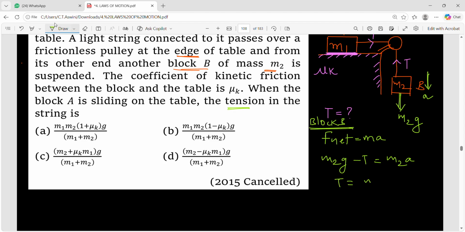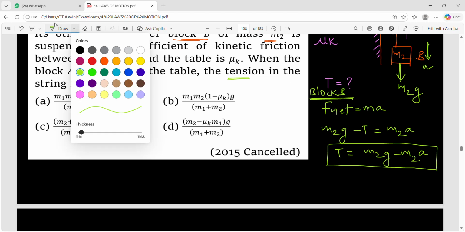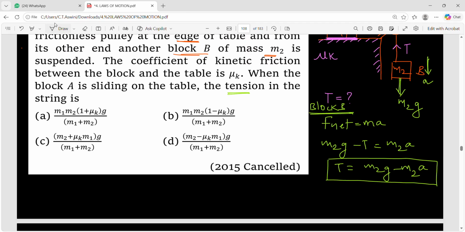So what will be the tension now? It will be M2G minus M2a. Do you find any connection with apparent weight? When the motion of the body is downward, what is the tension, or what is the normal reaction? It's weight minus some additional weight. M2g minus M2a. Yes or no? Just learn the concepts with connectivity. It will save your time instead of taking F net equals ma and doing all this.